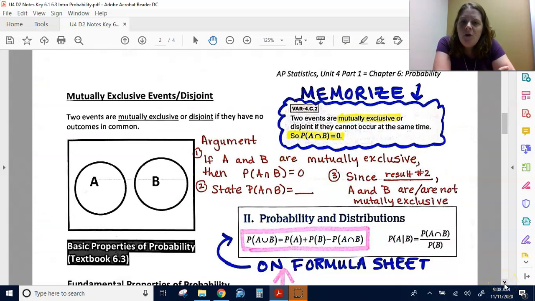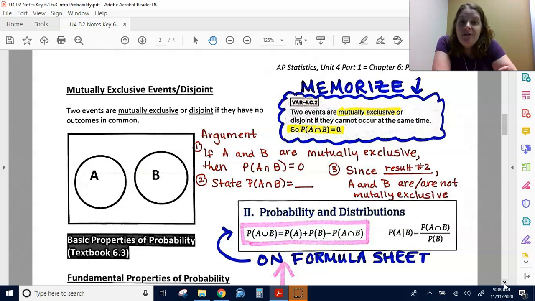Now, the other word that you need to know is something called mutually exclusive. Mutually exclusive, and sometimes they use the word disjoint, is when you have no outcomes in common. If I have event A and event B, and they have literally nothing in common, then they would be called mutually exclusive. Mathematically, that means the probability of A and B, the probability of getting an element in the overlap of those 2 events, is impossible. It's 0. It's not going to happen.